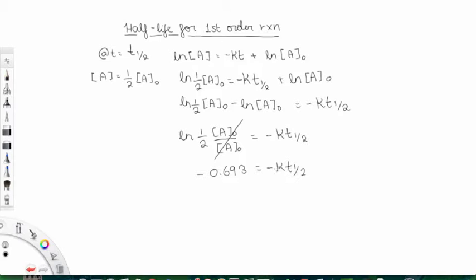And from here, when we solve for the half-life, it's going to equal 0.693 over k, which is the slope or the rate constant. This is a really important equation to know for first order reactions. You can calculate the half-life or the rate constant given one or the other. So now let's move on to doing the second order reaction integrated rate law.